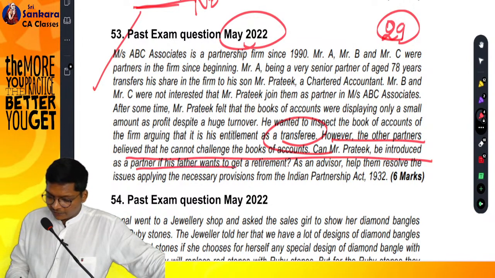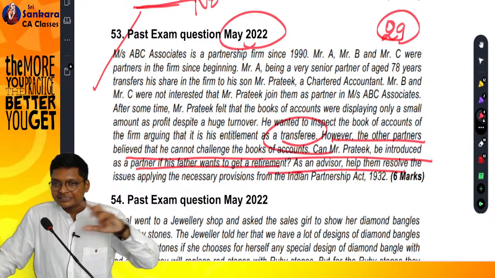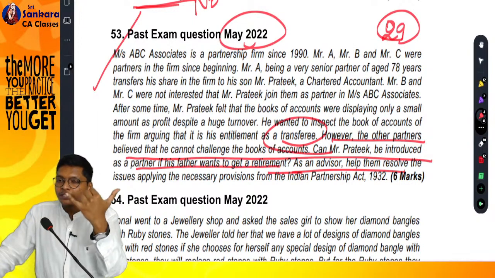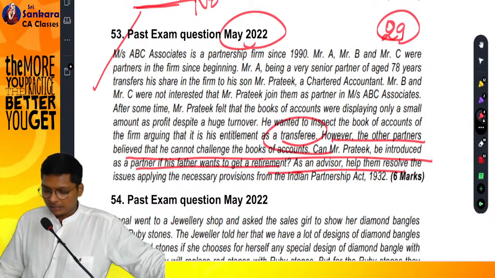Can Pratik be introduced as a partner if he wants? Other partners should give consent. Regular provisions of admission: admission is not by majority, all partners should give consent. Then only you can admit.